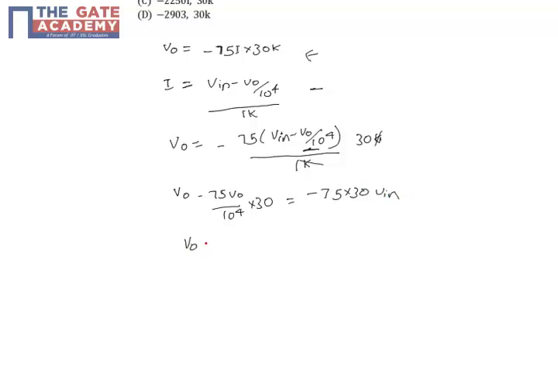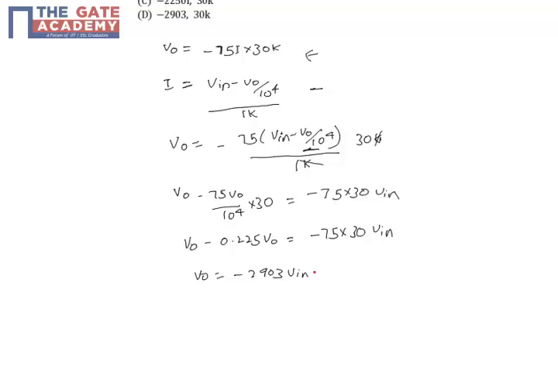Now V0 minus 0.225 V0 is equal to minus 75 into 30 V. Now we will get V0 is equal to minus 2903 V. See, this problem is very simple. We have to just manipulate the values that we get from either loops, and then from that we can deduce a relationship between V0 and V.